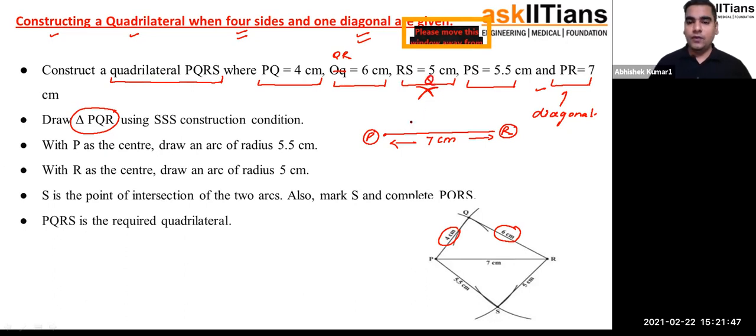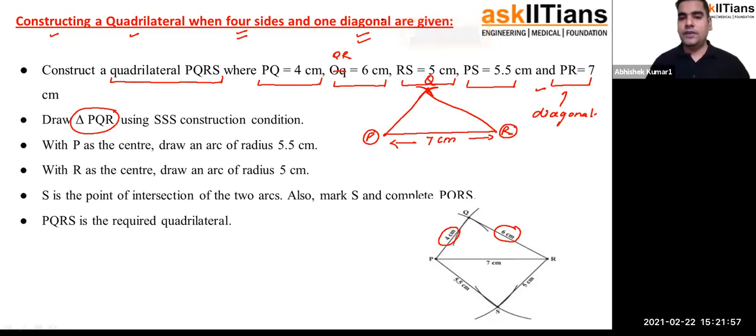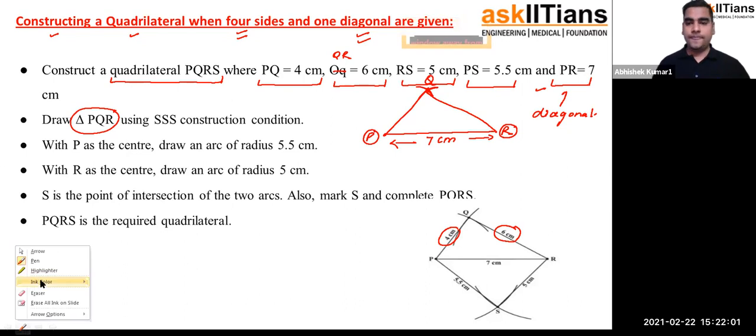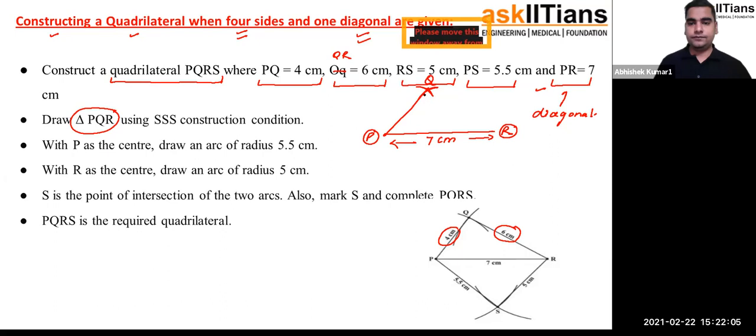Understood? Now you have to join this point P to Q using a scale, and you have to join this Q to R again using a scale. So you will get your triangle PQR. Understood? Let me draw that QR again. Right?